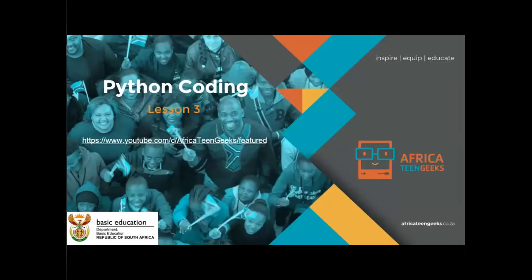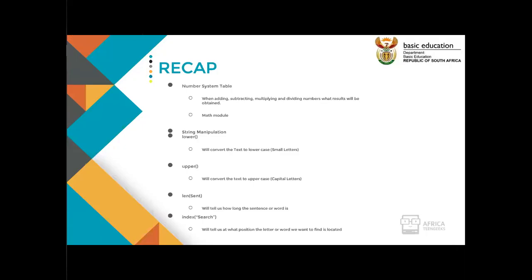Now, as for Python code lesson 3, let's have a quick recap of what we did yesterday. We did the number system table, where I showed you that if you have different types of numbers being added, multiplied, divided together, you get different types of output. Then we went to the math module, which showed us that we have other things to work with except the double star, which is also the same as power. Then we went on to string manipulation, and I showed you that the lower function will allow us to convert the text that the person has given us to lowercase. And lowercase means small letters.